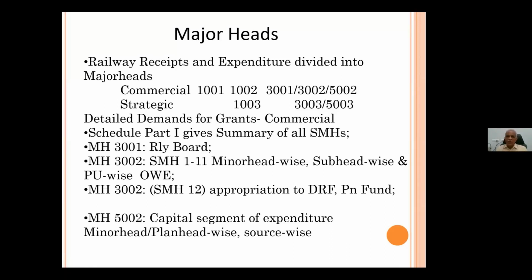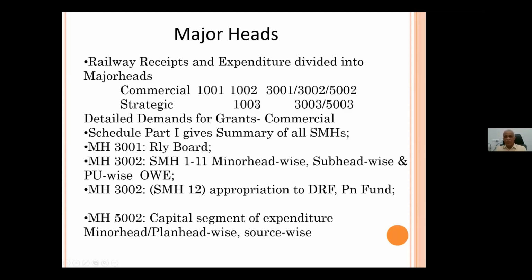Now, we will be concentrating on commercial lines and strategic lines. For commercial lines, 1002 is our earnings. What are the earnings which we have? Abstract X, abstract Y, abstract Z, that is coaching earnings, goods earnings, and sundry earnings. If it is from commercial lines, we will allocate them under 1002. And 1003, if it is from strategic lines of the 4 zonal railways, then we will show them under 1003. So 1002 and 1003 are meant for railway earnings from commercial lines and strategic lines. That will be allocated here only. If it is a miscellaneous receipt, 1001.